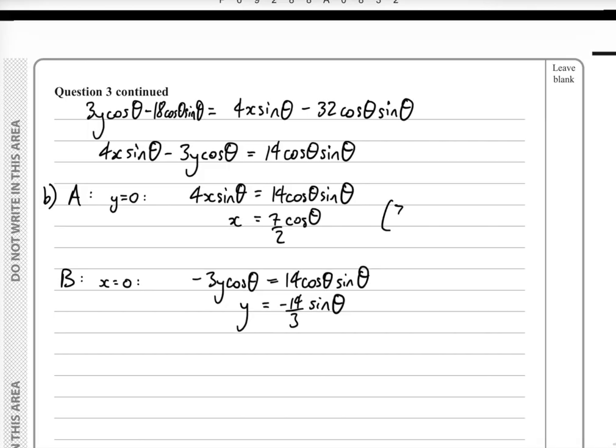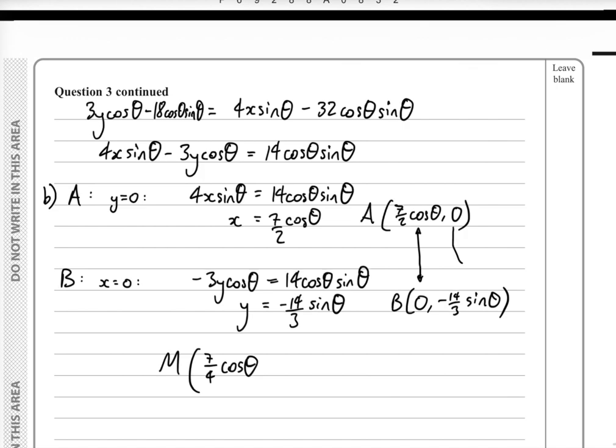So this is A, 7 over 2 cos theta, 0, and this is B, 0, minus 14 over 3 sine theta, and then M, the midpoint, is the average of x and the average of y. But because we've got a 0 here, the average of that, add them together, divide by 2, just divides this by 2. Same for the y coordinate, because of the 0 on top here, we just divide that by 2.